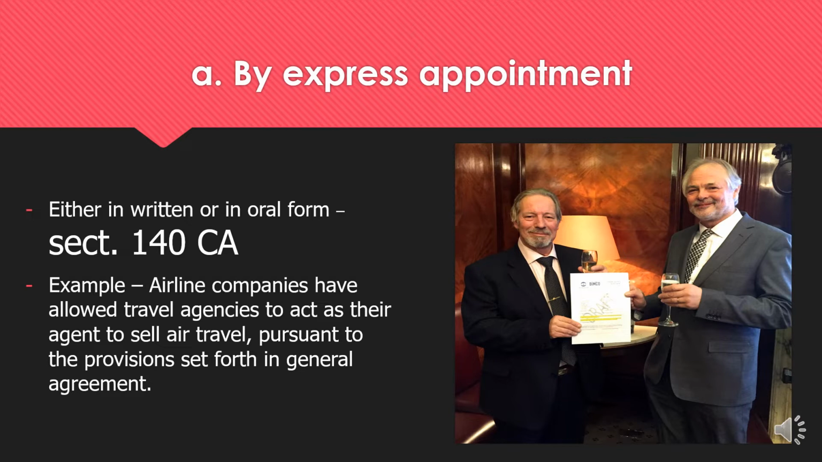So now we have an example. Airline companies: they have allowed travel agencies to act as their agent to sell air travel pursuant to the provisions set forth in a general agreement. Basically, the travel agent is the agent. We call it travel agent, right? They are the agent for the airline to sell the tickets. This is express appointment.